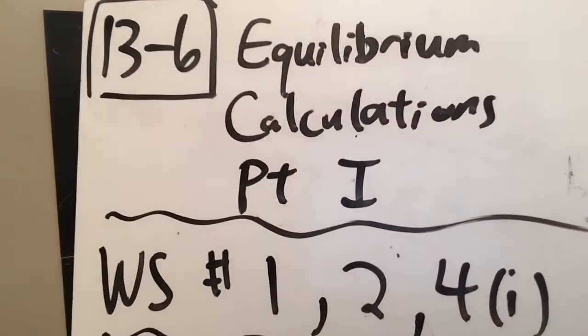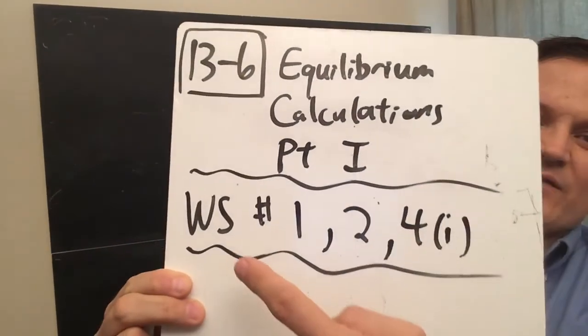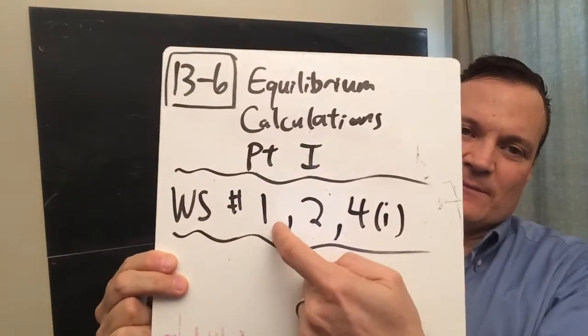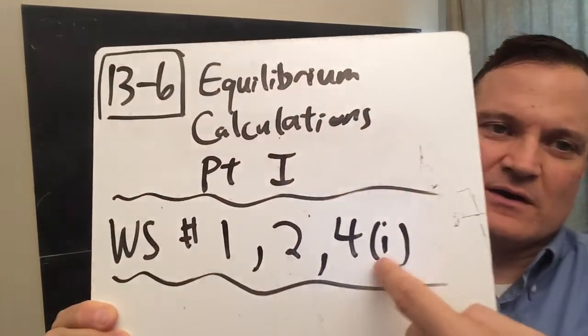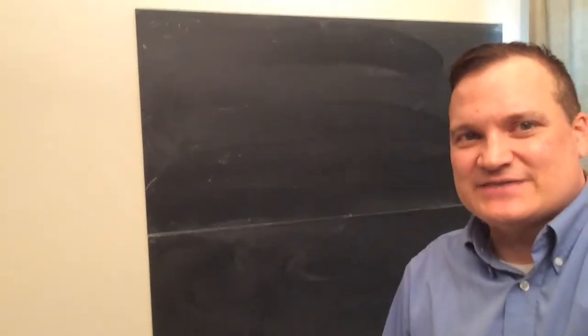13.6, Equilibrium Calculations, Part 1. And on the worksheet, after this part, you ought to be able to do number 1, number 2, and number 4, Part 1 only. You can do Part 2 if you want to on the other side of the paper, but let me try to fix this out.